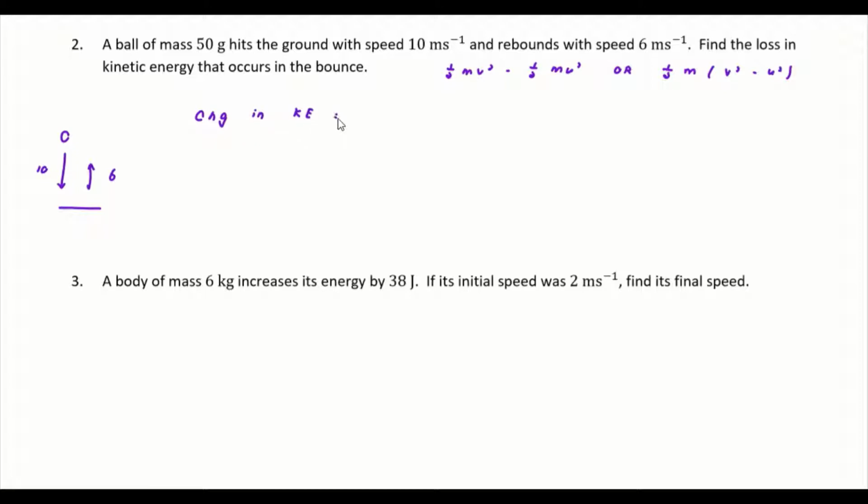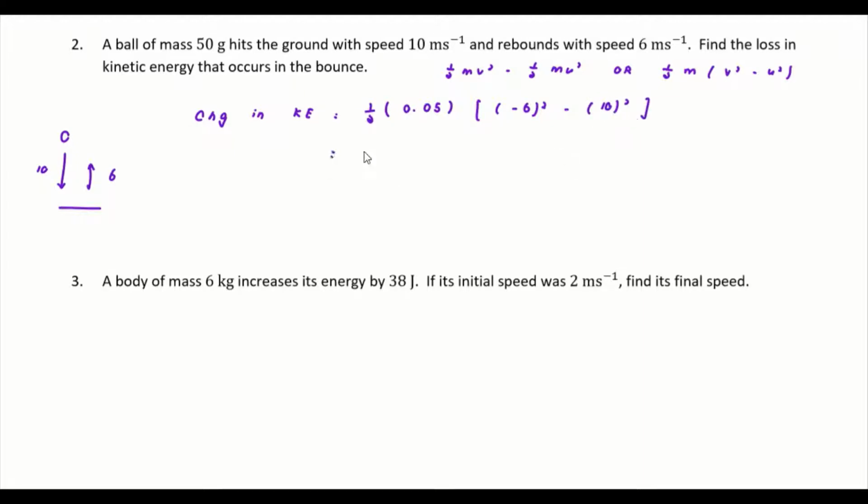So let's find the change first, and only after that write it as the loss. Since the question already says it's the loss in kinetic energy, your final kinetic energy is lesser than the initial one. So your change in KE should be a negative value, to prove that you are doing the right thing. So 1 over 2, and the mass here is 0.05. For v squared, although it doesn't matter, it would be good that you understand it's in the opposite direction, so your v squared is negative 6 squared. Then minus u squared, which is 10 squared.